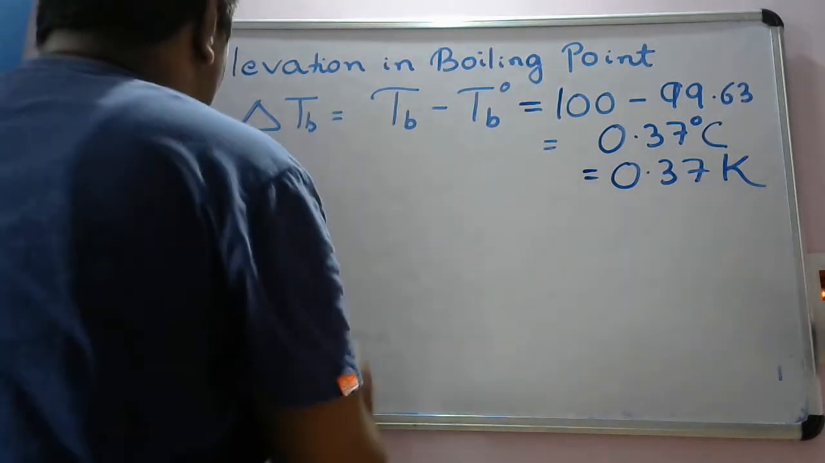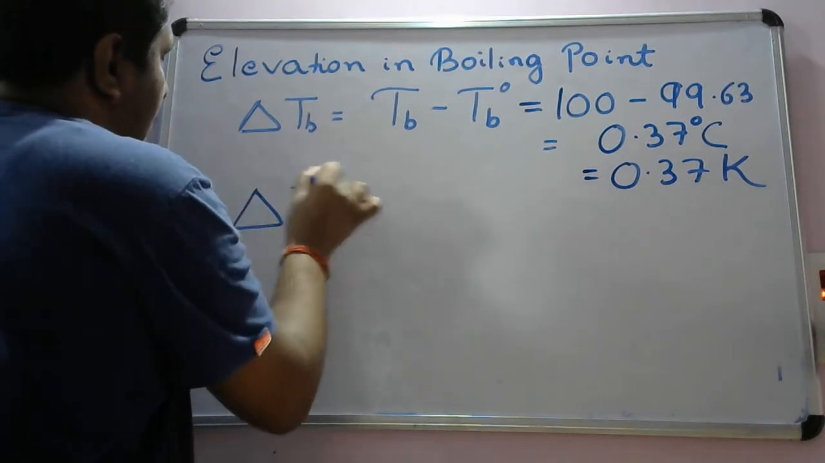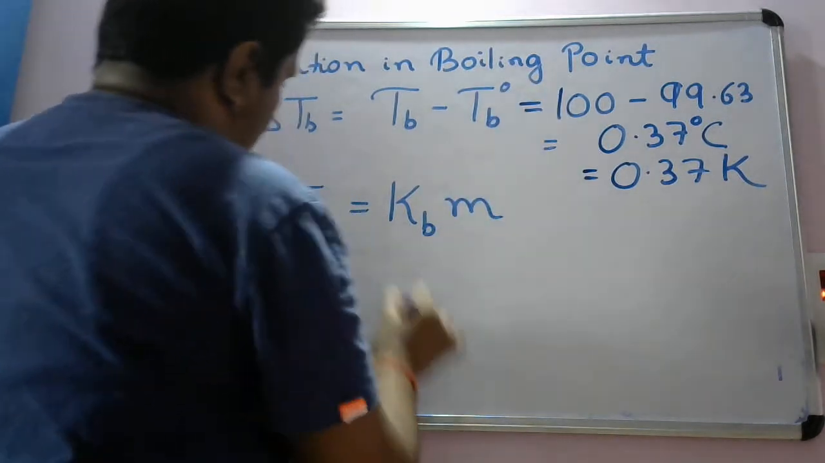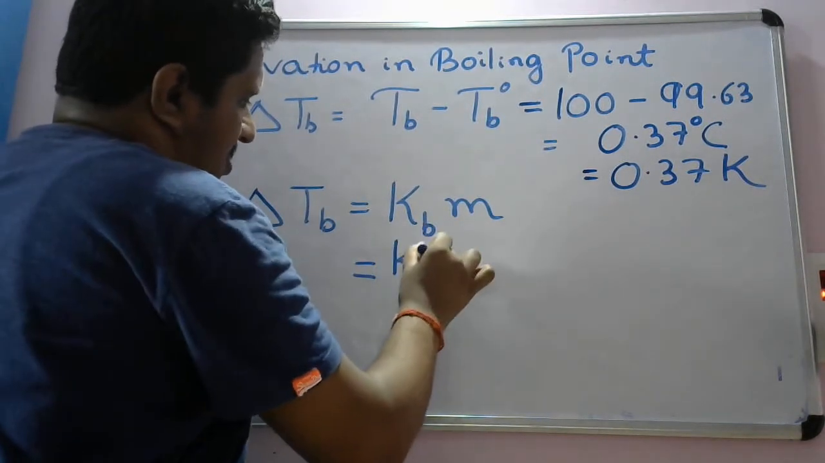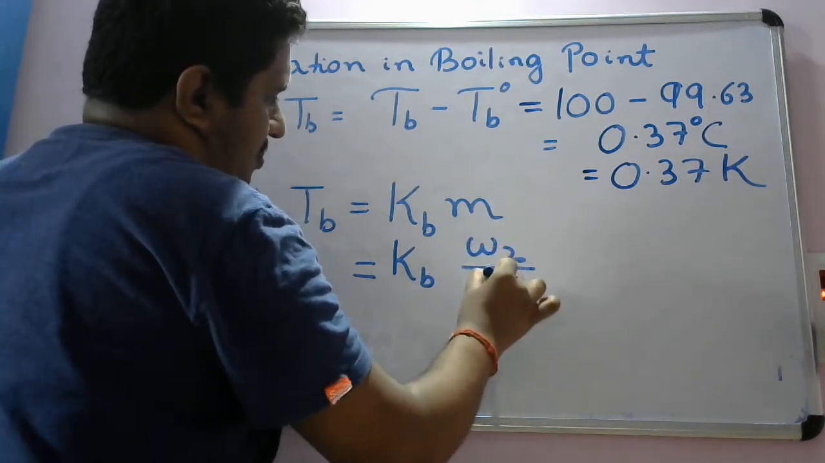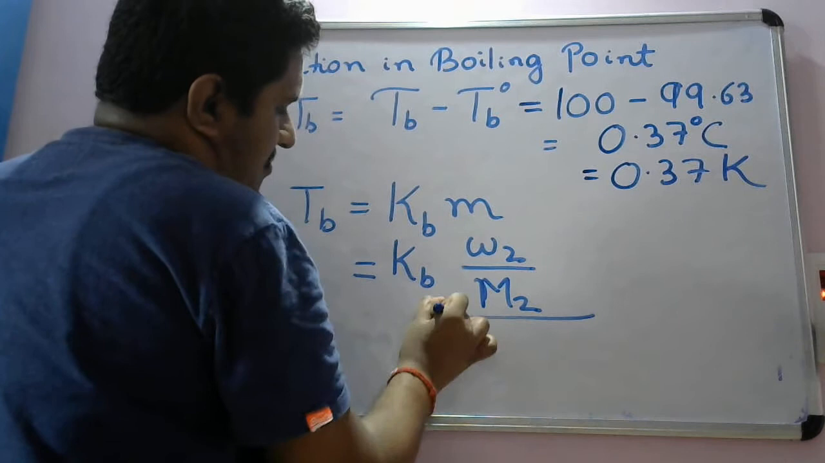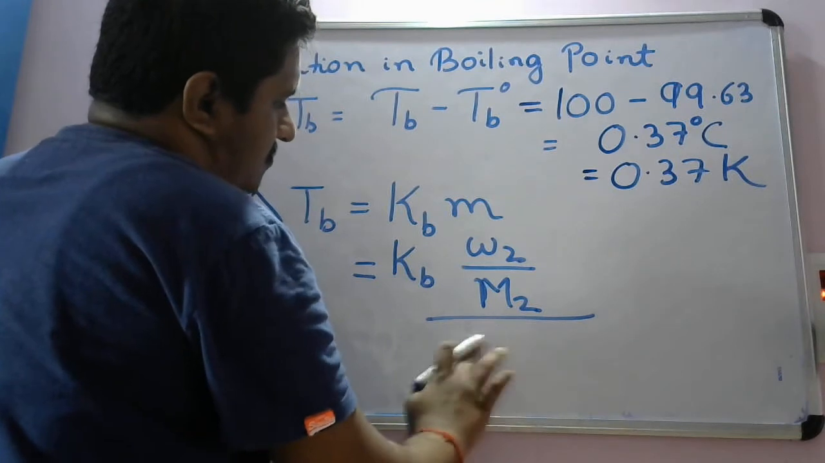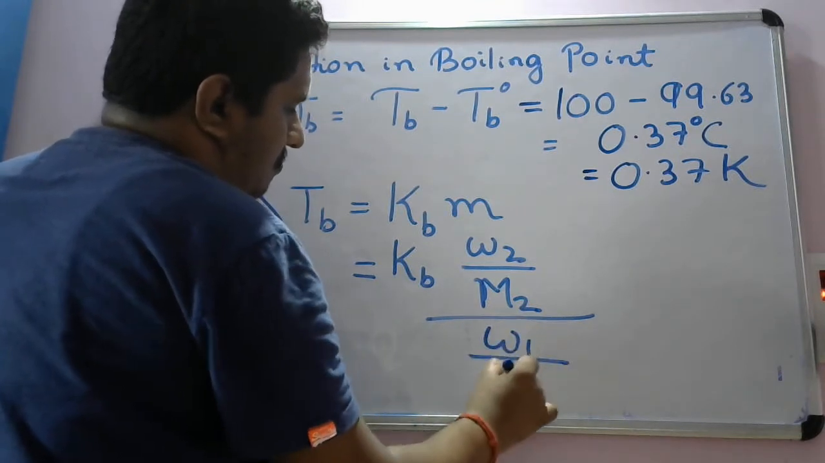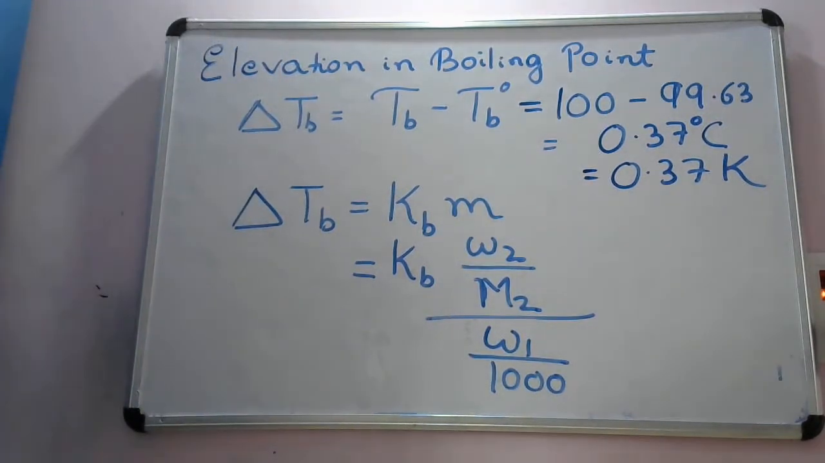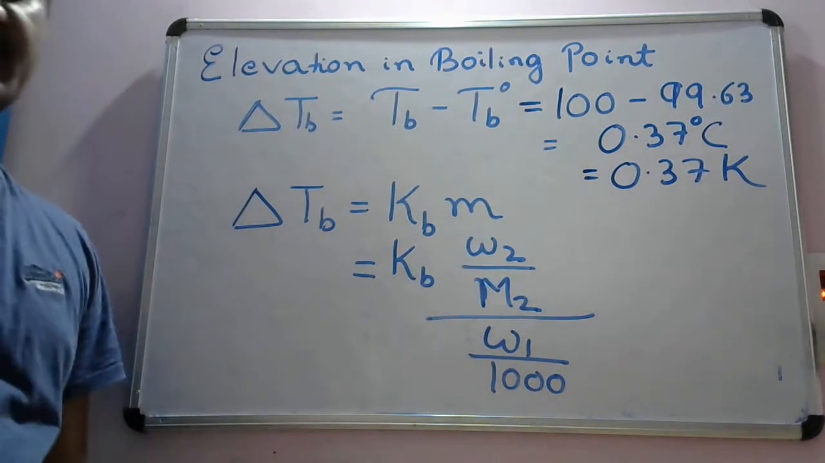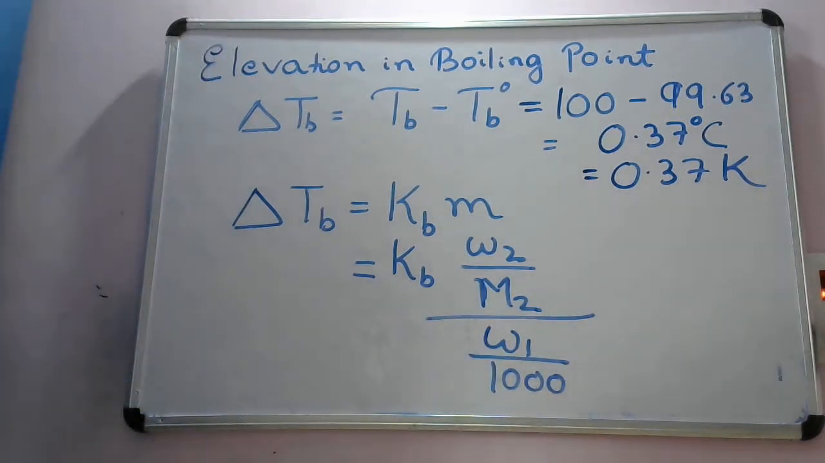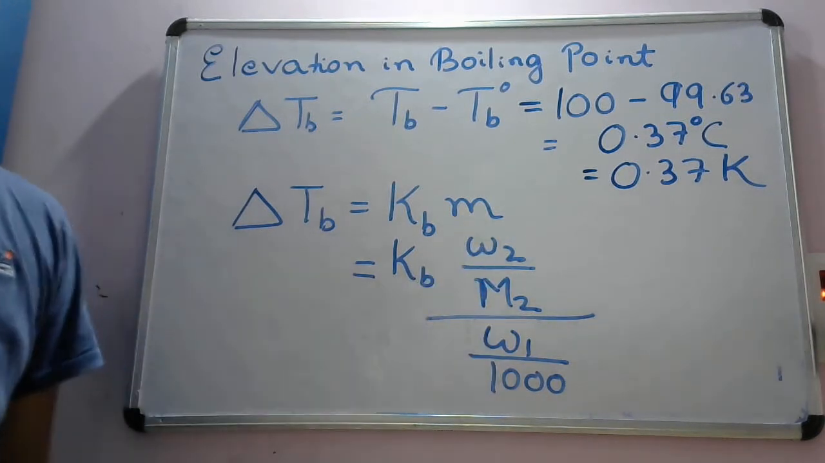Now we have the formula, we will use that. Delta TB equals KB into m. m is molality, so number of moles of solute by mass of solvent in kg, number of moles of solute W2 by M2, by mass of solvent in kg. Okay, molality formula we have just substituted.